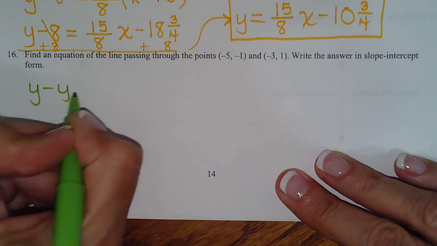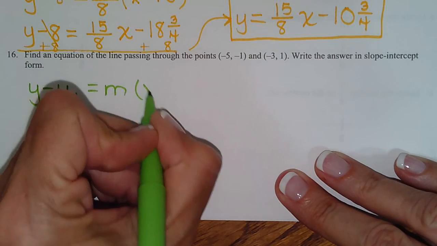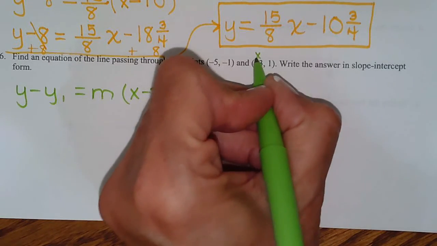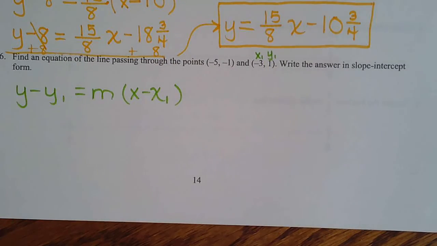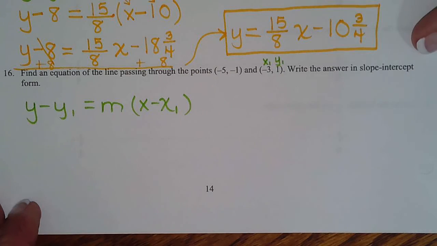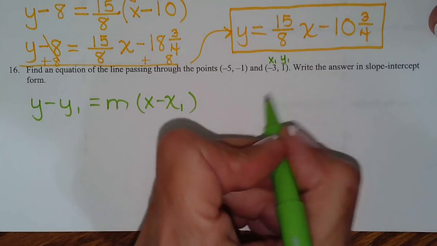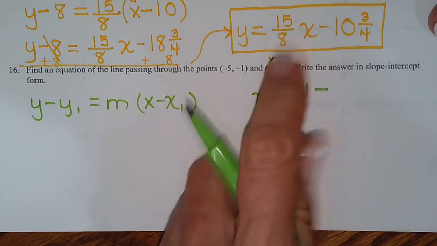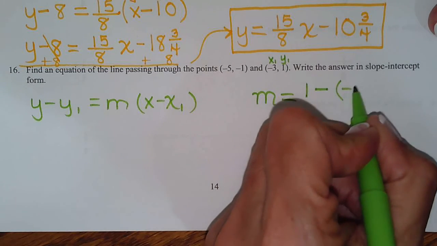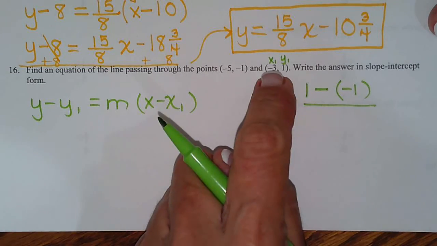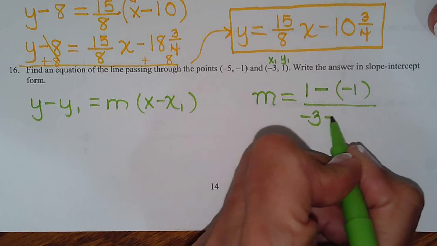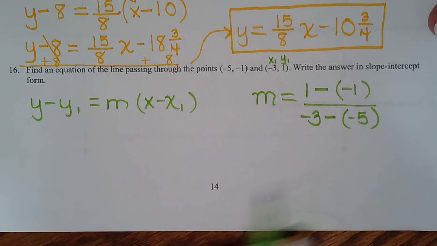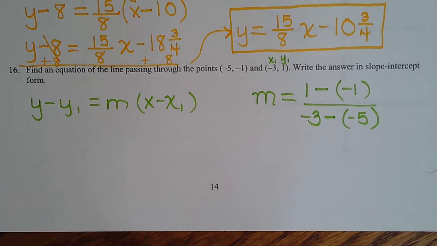So y minus y1 equals m times x minus x1. And this one has less negative, so I'm going to call that one x1, y1. So I see I'm missing my slope. So the slope is the second y minus the first y, negative 1, over second x, negative 3, minus the first x, negative 5. I see we're out of time, so we'll pick up from there in the next video.